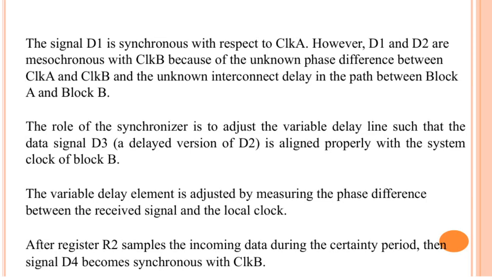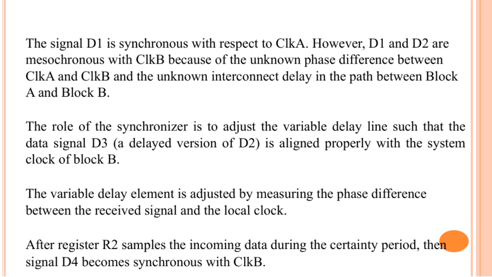Here, we see that the signal D1 is synchronous with respect to CLK, meaning they share the same timing reference. However, when we look at signals D1 and D2 in relation to CLKB, they are mesosynchronous. This means there is an unknown phase difference between CLKA and CLKB, as well as an unpredictable delay caused by the interconnection between Block A and Block B.